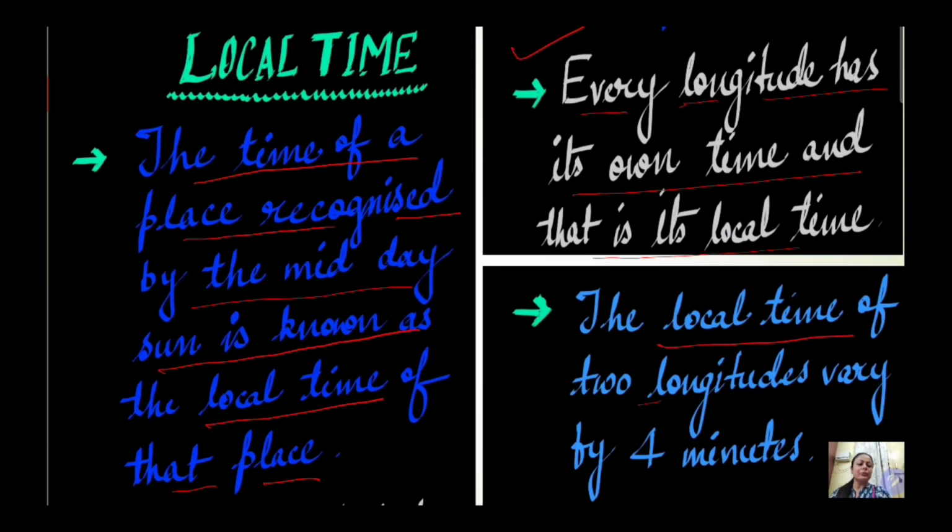The local time of two longitudes varies by 4 minutes. So the local time definitely varies by 4 minutes. If it is towards the east, 4 minutes will be added, and if it is towards the west, then 4 minutes will be subtracted from one longitude to another.